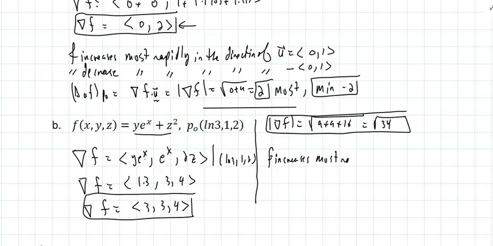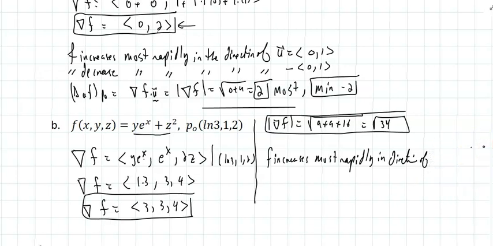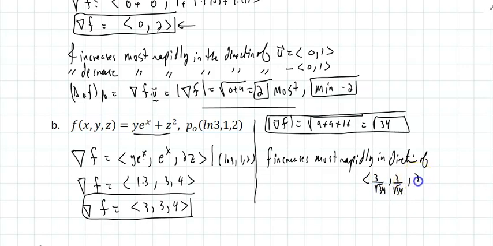most rapidly in the direction of 3 over radical 34, 3 over radical 34, 4 over radical 34. Okay, I don't like that. That's kind of squished in here. 3 over radical 34, 3 over radical 34, and 4 over radical 34.